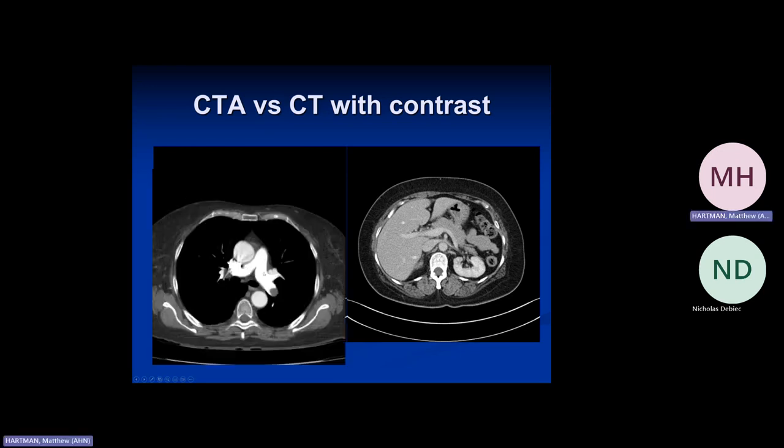Here is a CTA of the chest for rule out PE. So here is our contrast going through the pulmonary artery, and then we've got a big filling defect. That is a pulmonary embolism. Again, we need contrast to distinguish this.